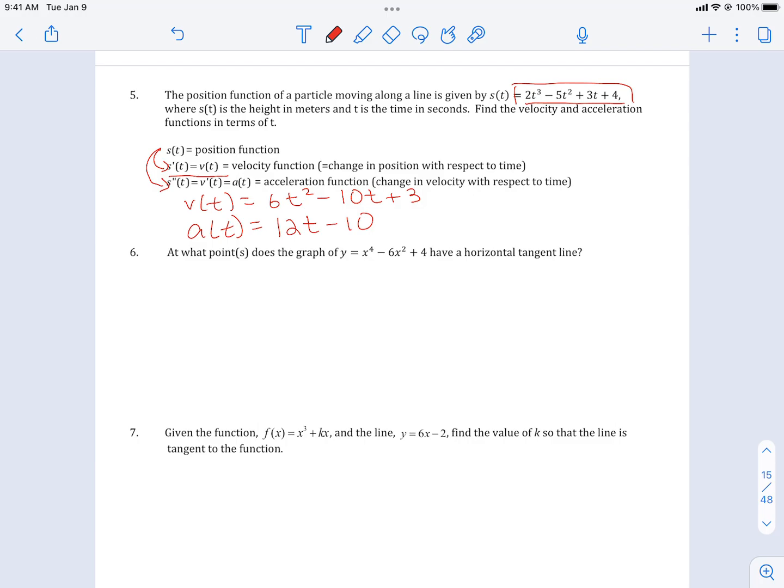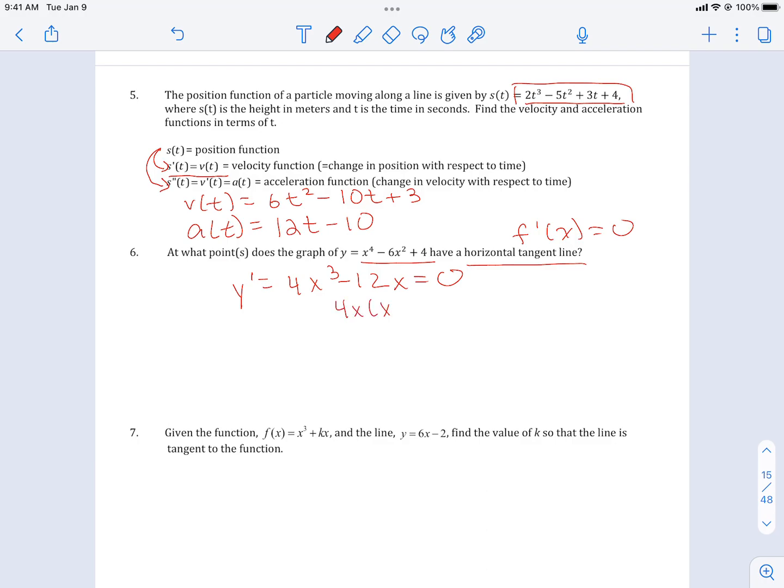Okay, next, at what point does the graph have a horizontal tangent line? So a tangent line is your derivative. Horizontal, the slope of a horizontal tangent line would mean that the derivative of that function is 0. So we're going to take the derivative of this function, which is 4x cubed minus 12x, and set it equal to 0. And I want to know at what points does this happen.